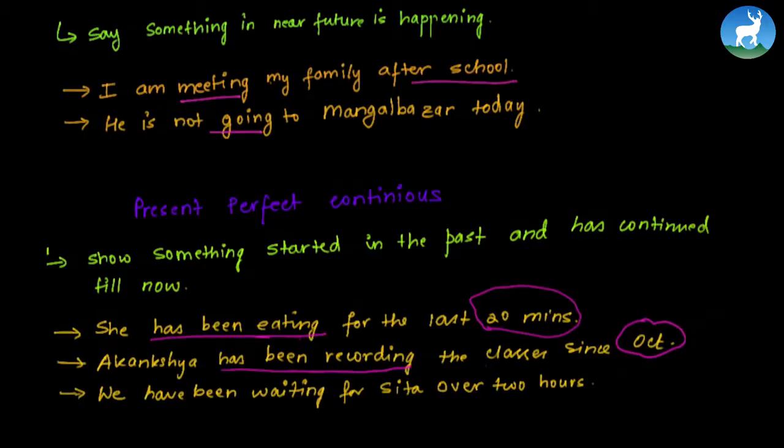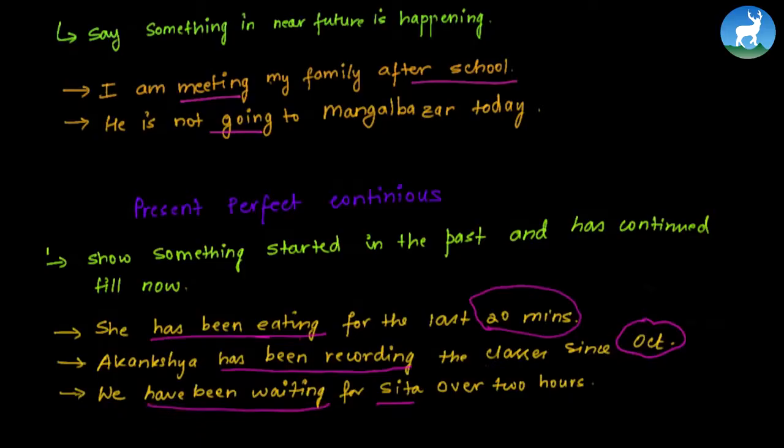It's been 2 hours since we started waiting for her, and she has not come yet. Sita is still not present, so we have been waiting for her. We're still waiting over 2 hours. We use the present perfect continuous tense.